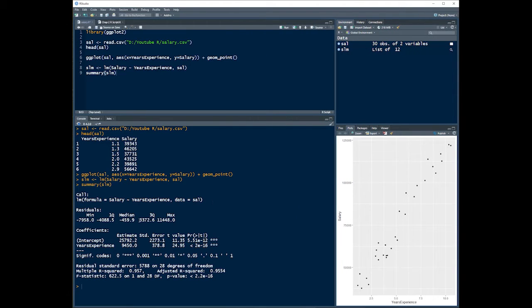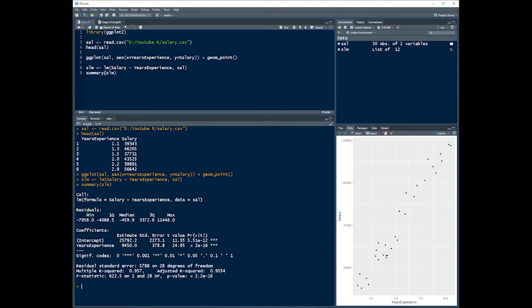Okay, so first we have the call, that is the linear model call. The formula is written here. Next we have the residuals. I have shown you that in a linear regression all we want is a linear fit of the data, and there are some positive and negative errors along the data points. So these residuals show us the statistics of those errors.